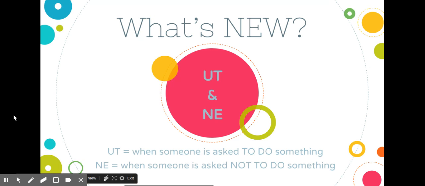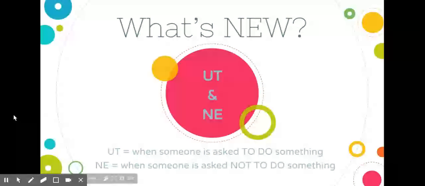So what's new in the sentence? You're going to notice that there's a little tiny word that you've never really seen before. We saw ut in the first sentence and ne in the second sentence. We're going to use ut in indirect commands when you're asking someone to do something. And you're going to use ne in a sentence when someone is asked not to do something. So ne is a negative, whereas ut is positive.